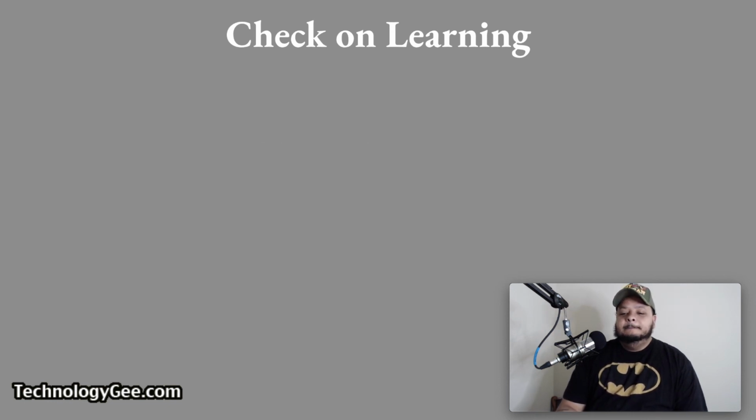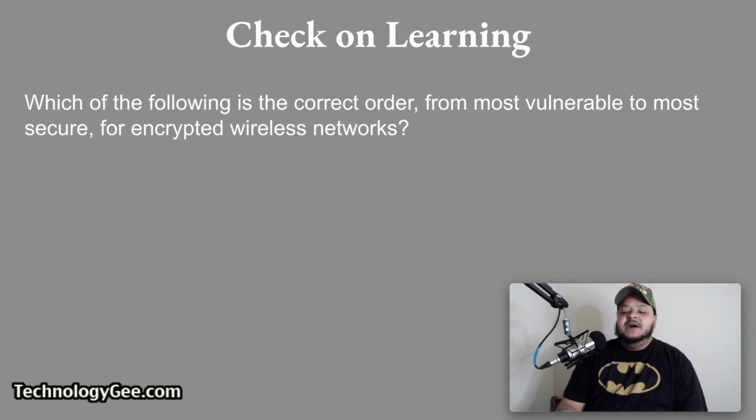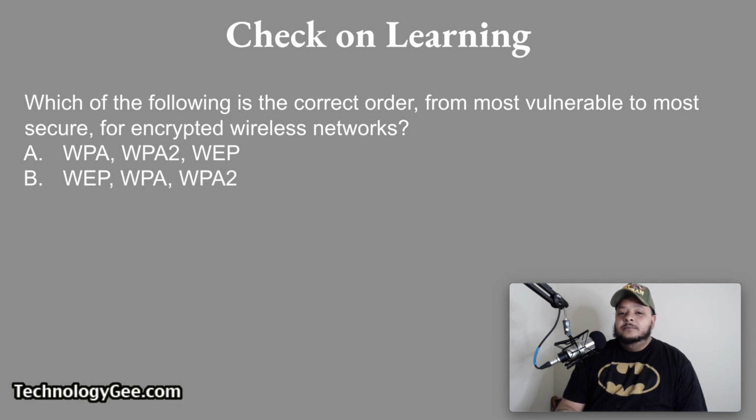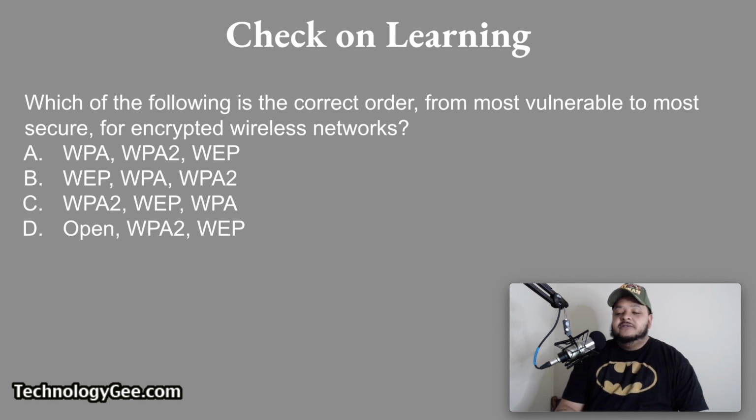Final question. Which of the following is the correct order from most vulnerable to most secure for encrypted wireless networks? Would it be WPA, WPA2, and WEP? Would it be WEP, WPA, or WPA2? Would it be WPA2, WEP, then WPA? Or would it be Open, WPA2, and WEP? So from the most vulnerable to the most secure, which selection is in the correct order?